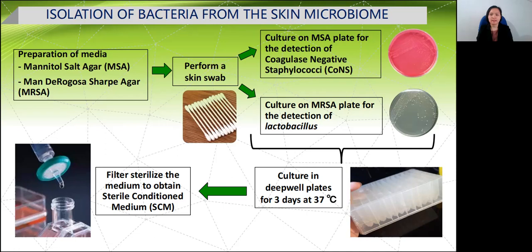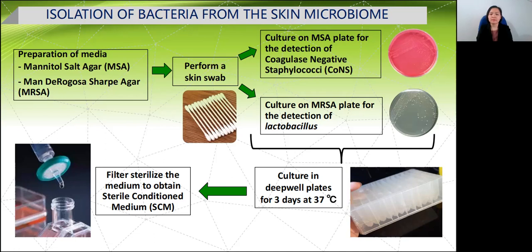obtain pure isolates. After obtaining the pure isolates, I culture them in deep well plates for 3 days at 37 degrees C. This is to ensure that the bacterial grows into stationary phase where they produces metabolites.